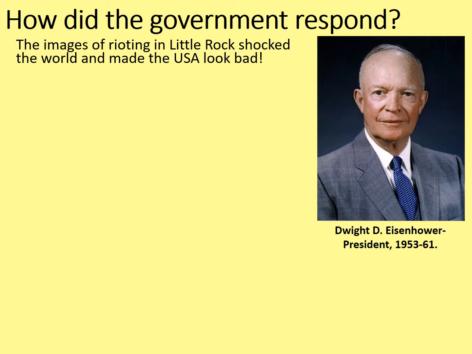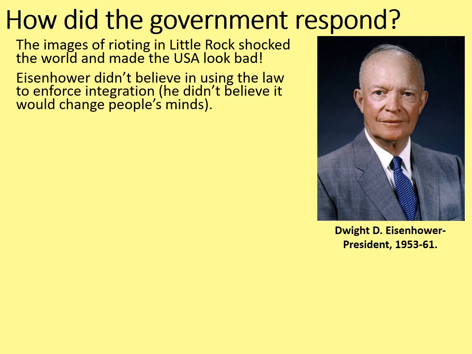Here's a picture of Dwight D. Eisenhower. He was the president between 1953 and 61. His attitudes to civil rights were really difficult to understand, but let's have a go. Eisenhower didn't believe in using the law to enforce integration. After all, he didn't believe that it would change people's minds. In other words, the president could change the law, but he couldn't necessarily change attitudes. Perhaps he was right in that respect.